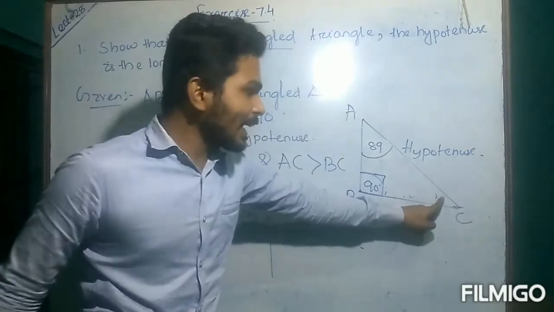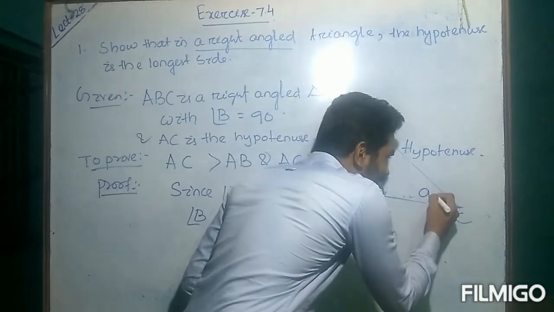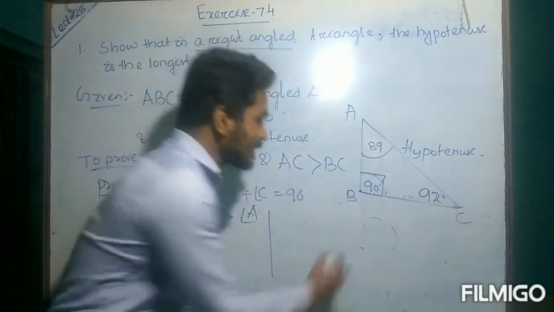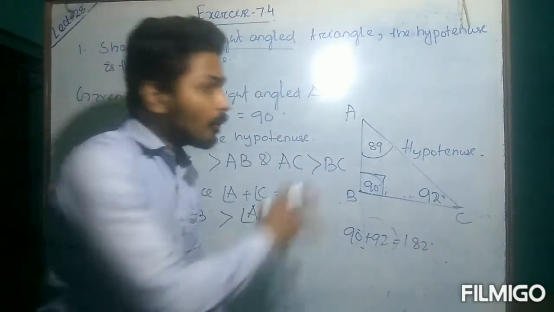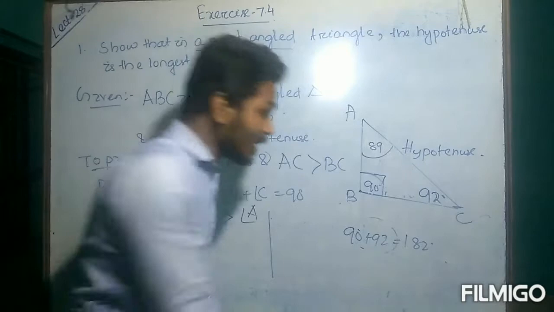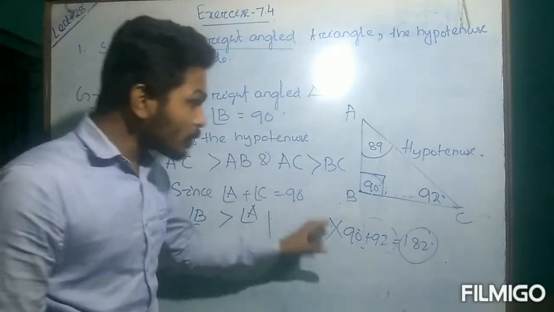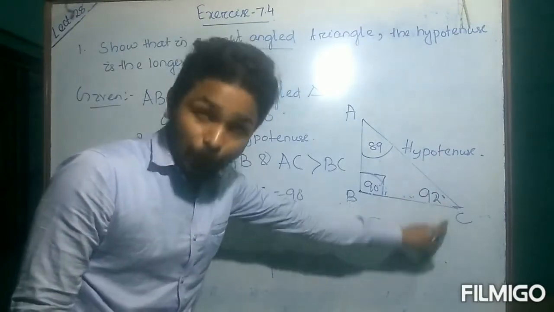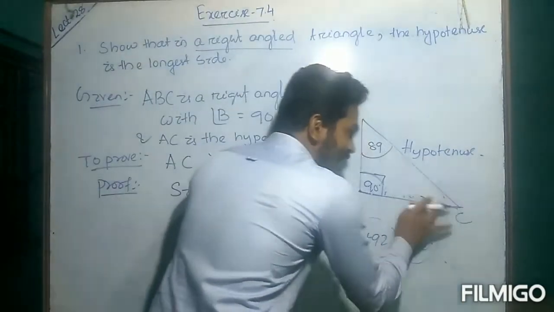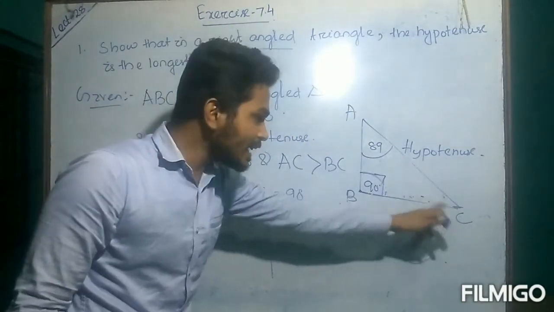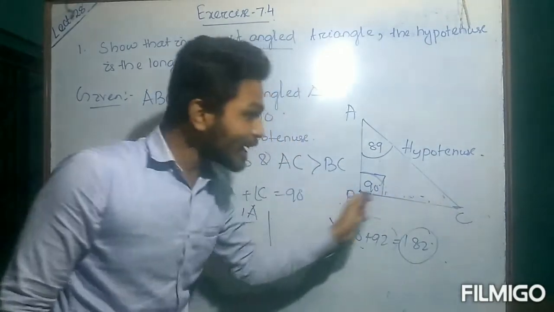Now, similarly, the value of this angle can never be greater than 90 degree. Why? Because if we take this angle as 91 or 92 degree, then the sum of 90 and 92 is 182 degree. But we know for a triangle the sum of the three angles is 180 degree. Definitely it is greater than 180 degree, so it is not possible. So it shows that the value of angle C can never be greater than 90 degree. So the value of angle C must be less than angle B. Understood? So among the angle B and C, which angle is greater?